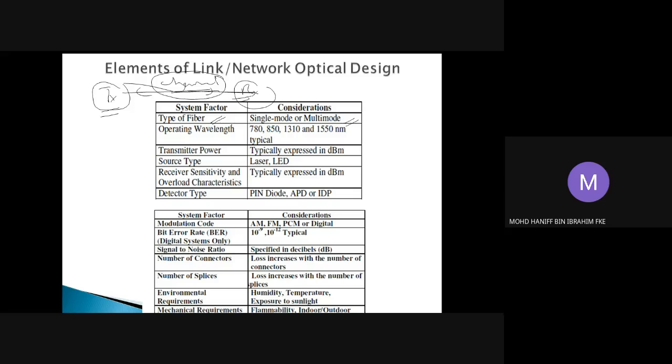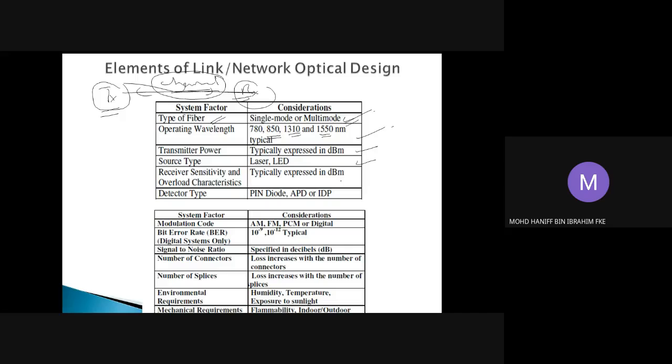The factors that will be involved may be the fiber. You have to choose either to use a single mode or multi-mode. The wavelength used, whether you want to use 850, 1310, or 1550 nanometer, depends on the attenuation that will actually be incurred at the wavelength you want to use. So you have to consider all of these factors. And transmitter power: what is the transmitted power that you want to send throughout the fiber optic channel. The source type, whether you want to use a laser or LED, is also a selection to make.